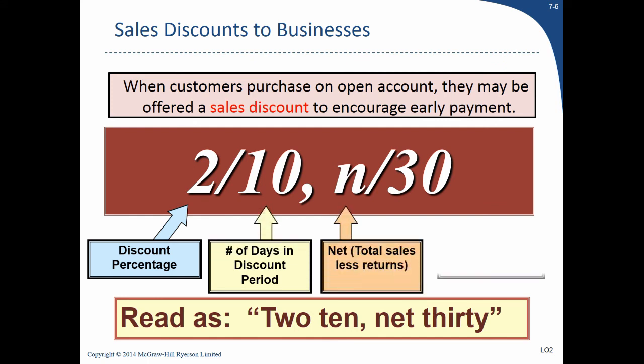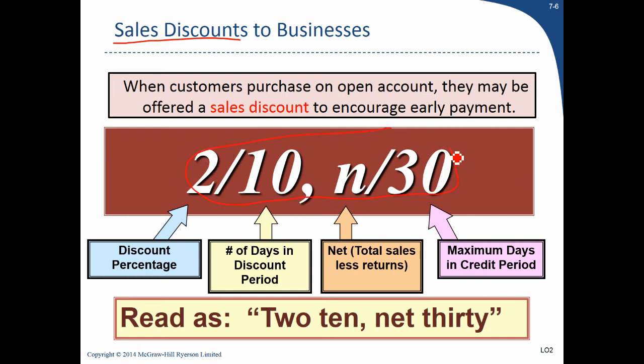Okay, so this is something we haven't seen before. Sales discounts. When customers purchase on account, they may be offered a sales discount to encourage early payment. So companies always prefer having cash in their pockets instead of waiting to receive cash from their customers. So they say, we'll sell you this piece of equipment. If you pay us early, we'll give you a little bit of a discount. So these are standard terms.